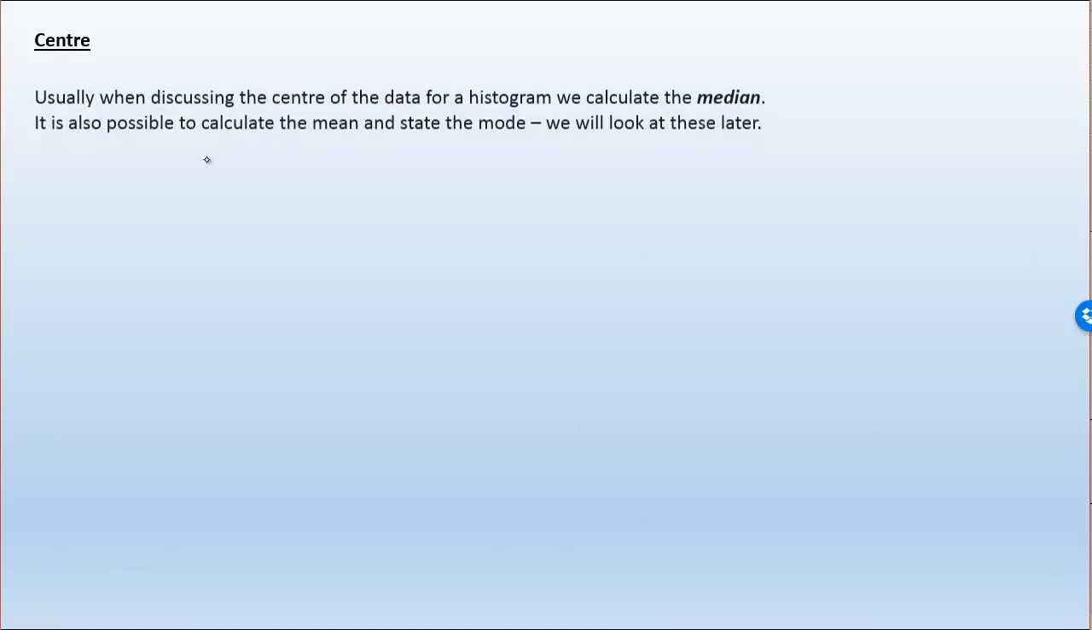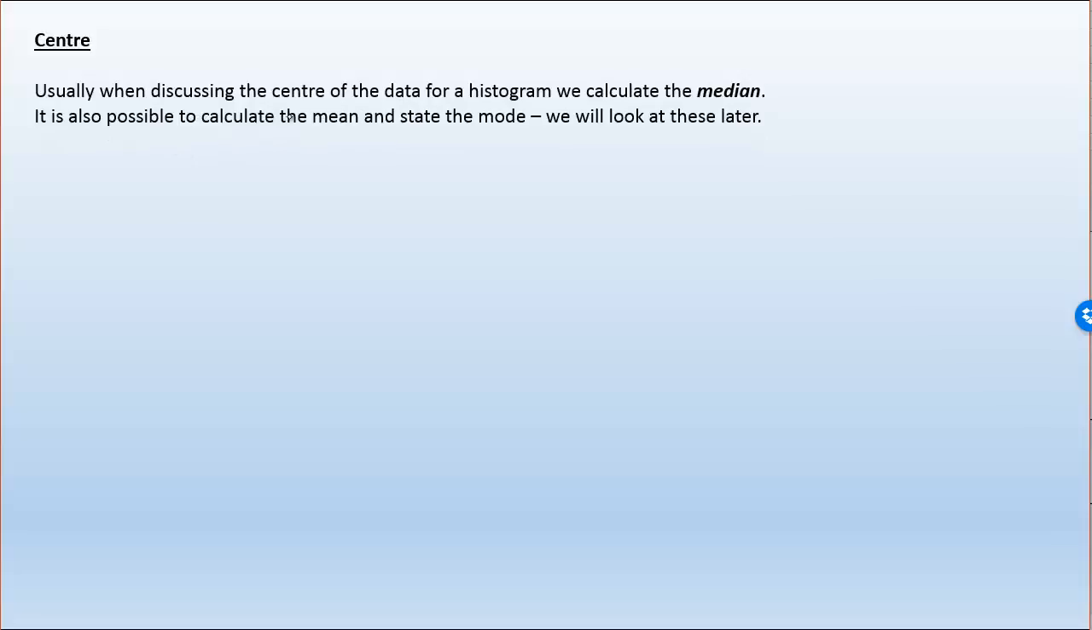Now we're going to consider center. Usually when discussing the center of the data for a histogram, we calculate the median. It is also possible to calculate the mean, or at least an estimate of the mean if you've got group data, and state the mode. We will look at these later.